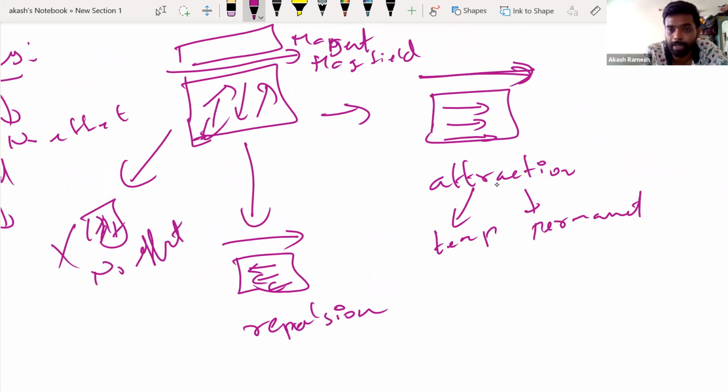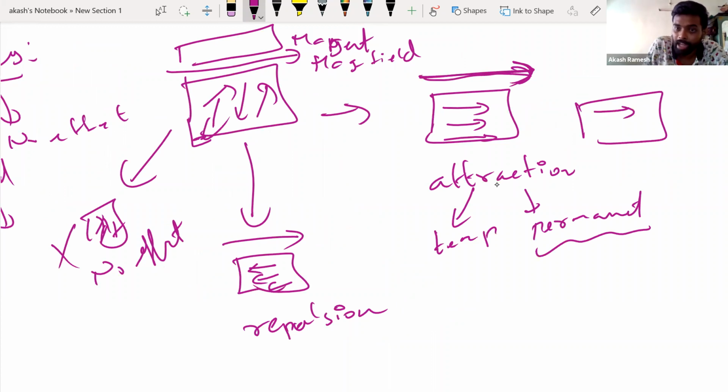What do you mean by temporary and permanent? Permanent means even after I remove the magnetic field, the alignment is the same. They are not going to go back to the earlier state. Once magnetized, this phenomenon is what is called magnetization.